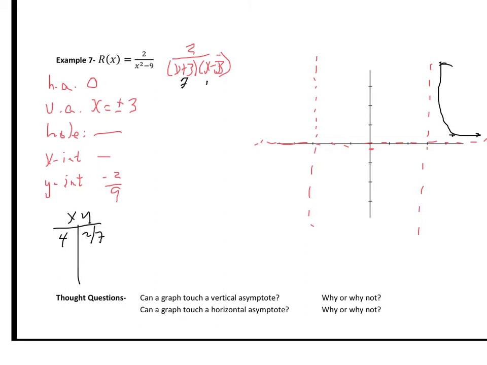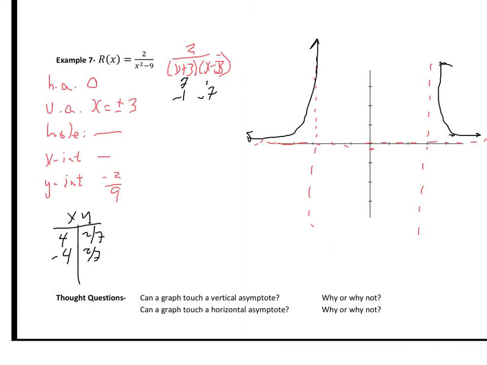Okay. So let's go on the other extreme side now. Let's go -4. So if x is negative 4, what's y going to be? 2/7. Hey, weird. Because negative 4 plus 3 is negative 1, and then negative 4 minus 3 is negative 7, so negative 1 times negative 7 is positive 7. So that one's also going to look like this right here. Oops. Not crossing over that asymptote.